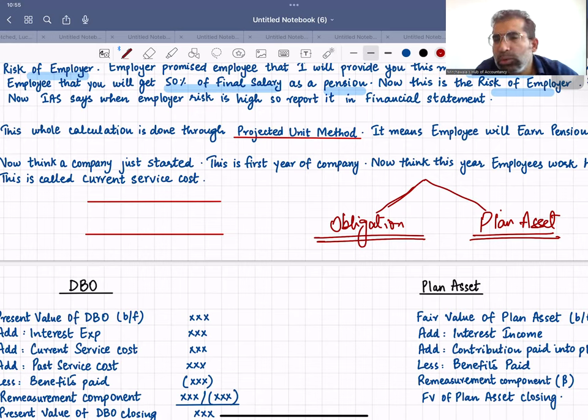So two accounting we have to do. The first thing is the obligation account, and the second thing is the plan asset account. Obligation account and plan asset account, right? Okay.